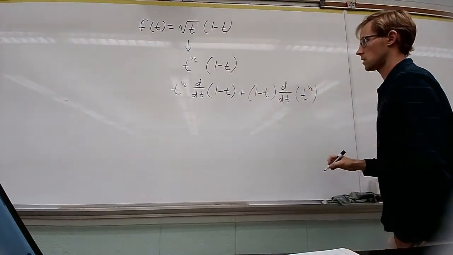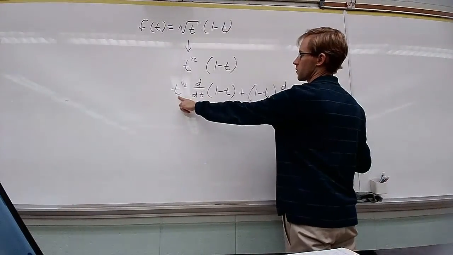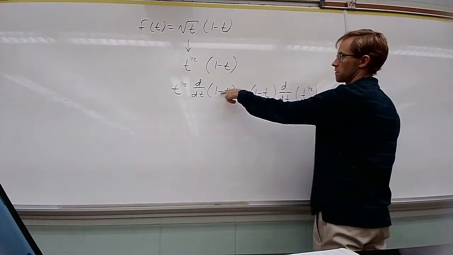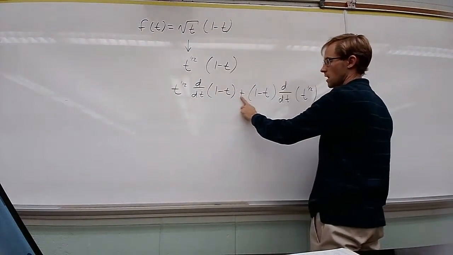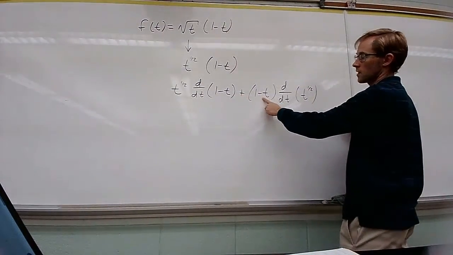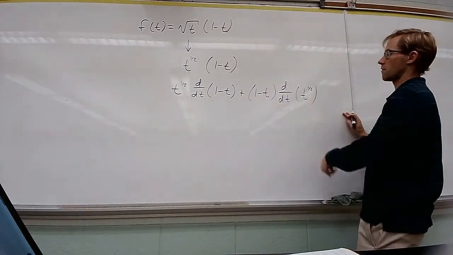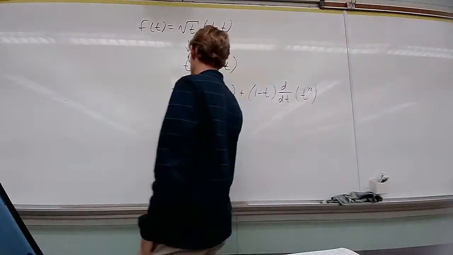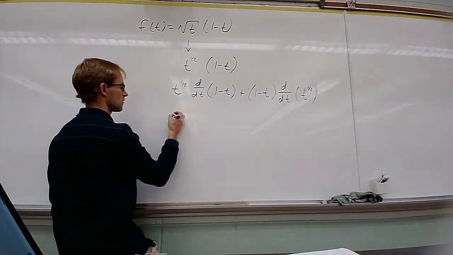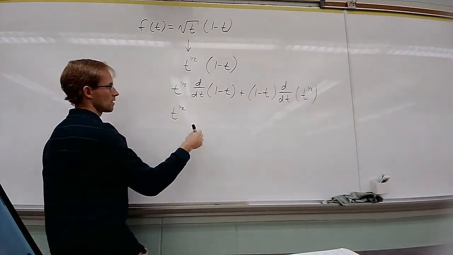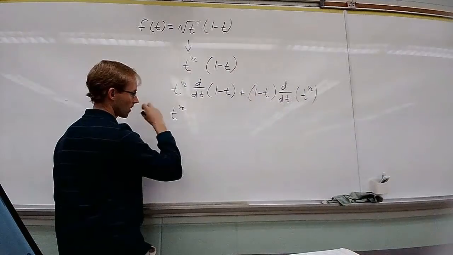Okay, so this is the setup. You're pulling out the first one, multiplying it by the derivative of the second one, and then you add, and then you pull out the second one, multiply that by the derivative of the first one. So when we do this, we've got t to the 1/2, negative t, e to the negative 1, negative 1, yep.